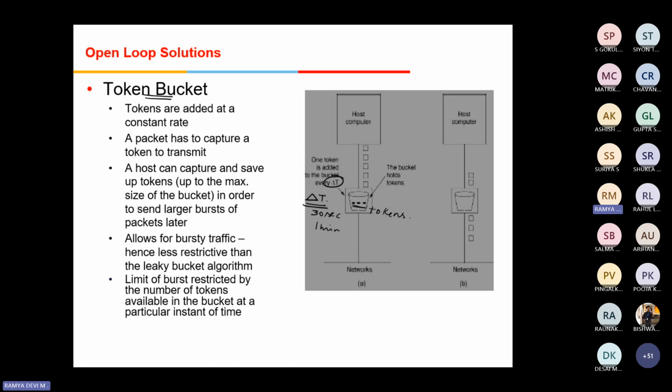If the host wants to send data and there is no token in the bucket, it has to wait. Whenever a token is there, it can send the packet. When needed, the host can use all the saved tokens to send a burst of packets. So flexibility is increased when compared to the leaky bucket. It will be sending a controlled rate of data flow.